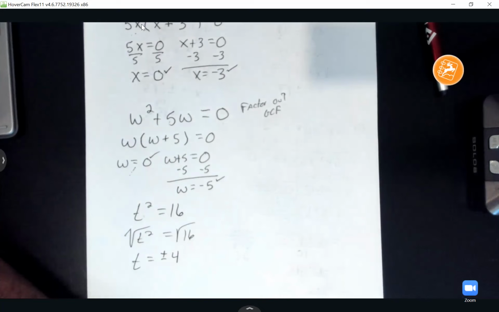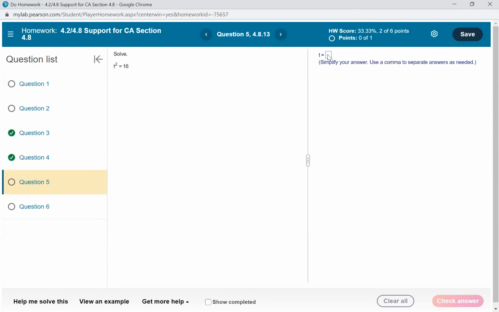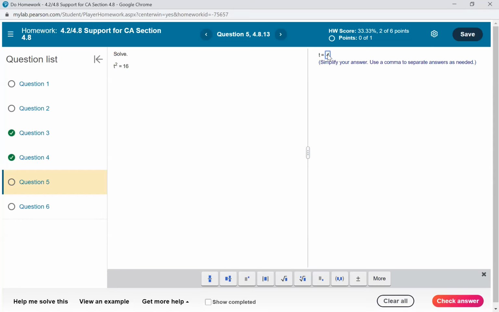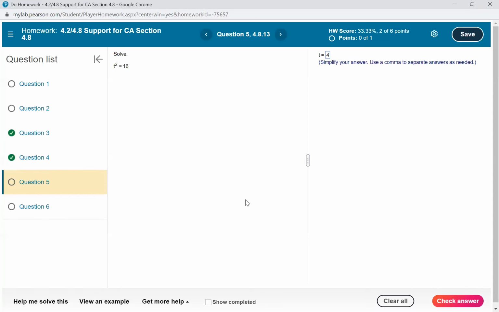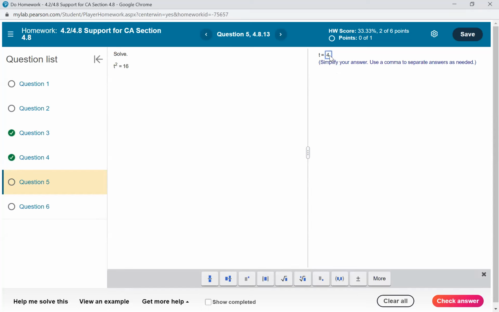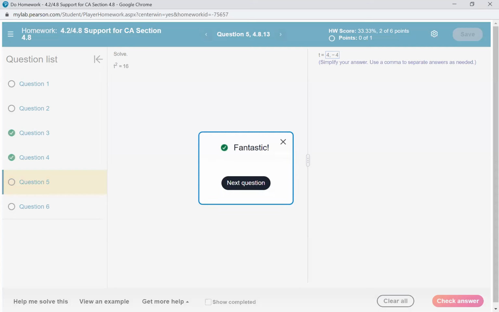If you come on Math Lab and you only put in a 4 and you check that, guess what? You're going to miss it. You got to account for the -4 also. So if you come up here and you did 4, comma, -4, and you hit enter, you'll get a good, fantastic. Now, if you don't want to write it twice, then you could have used the plus or minus in front of your 4, okay?